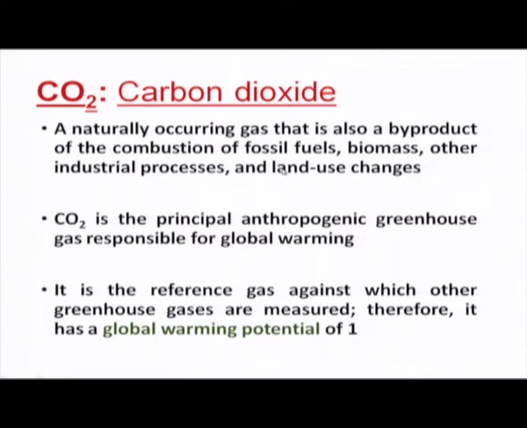Because of this major share, the global warming potential of carbon dioxide is taken as 1, and other gases are referred to this carbon dioxide. Methane has a global warming potential of about 27, whereas carbon dioxide is taken as the reference, 1. So, what are the impacts of this global warming and the consequent climate change?